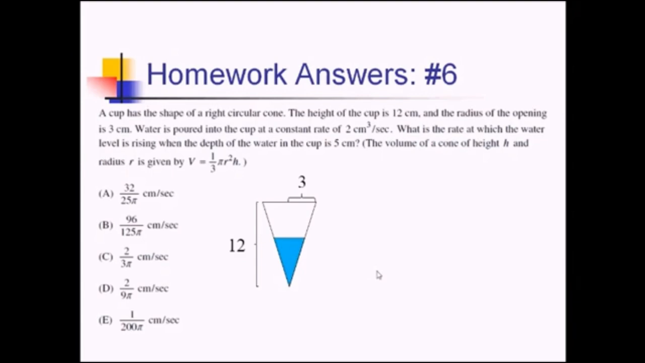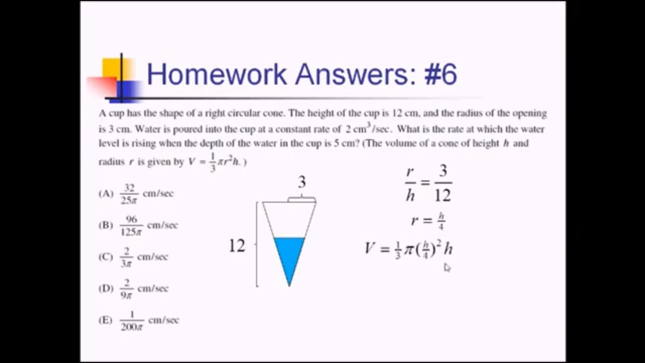So we can say then that r over h of the water level equals 3 over 12 for the cup. Now I said that I wanted to replace the r's with h's. So that means that I'm going to have to isolate r over here so that I can substitute something in for it in this volume equation. So if I multiply both sides by h and reduce, I can write r equals h over 4. Okay, now that I can express the radius with height instead, I'm going to go ahead and replace this r with that h over 4.